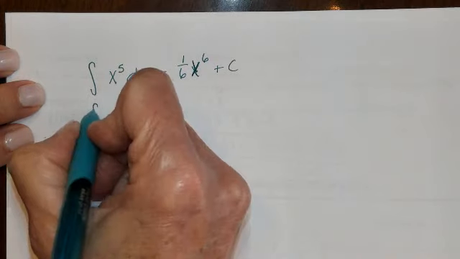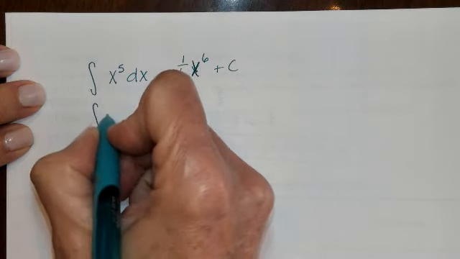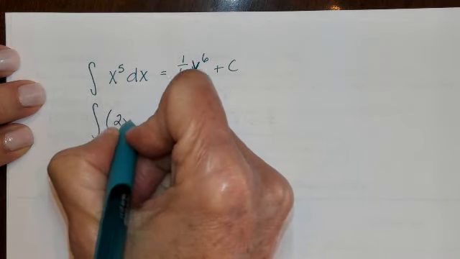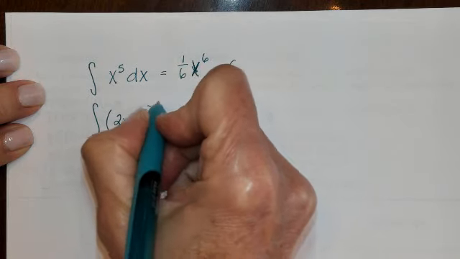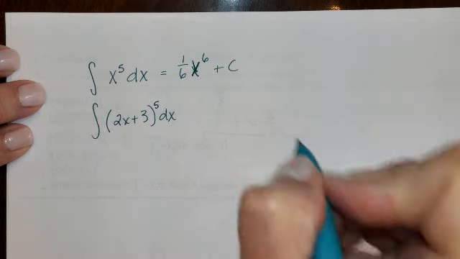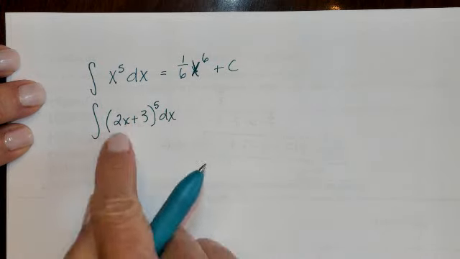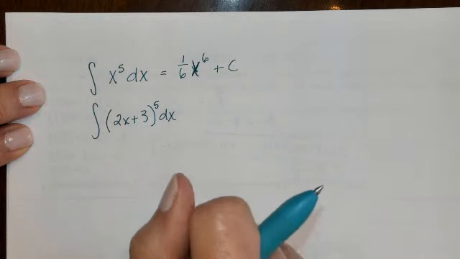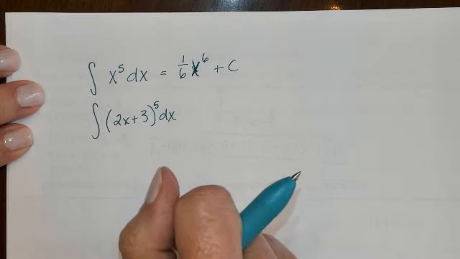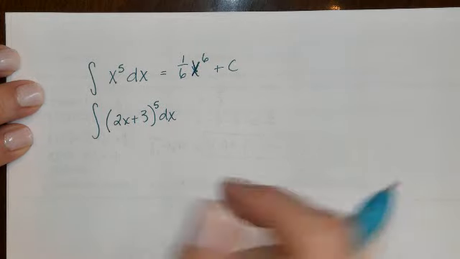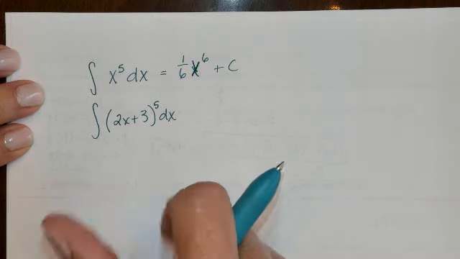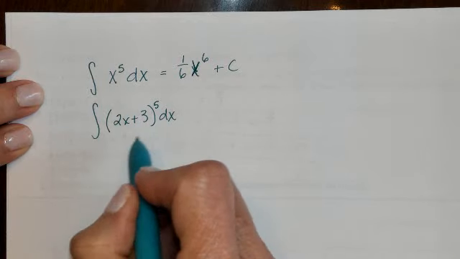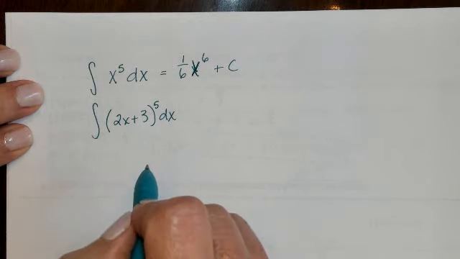The question is, what if it's not just an x? What if it's something more than an x, like 2x plus 3, all to the 5th? Well, up until now, we would have to actually multiply this out and then apply the power rule. Pretty much for polynomials, all we had was the power rule. So this is a great example of when we would use u-substitution.